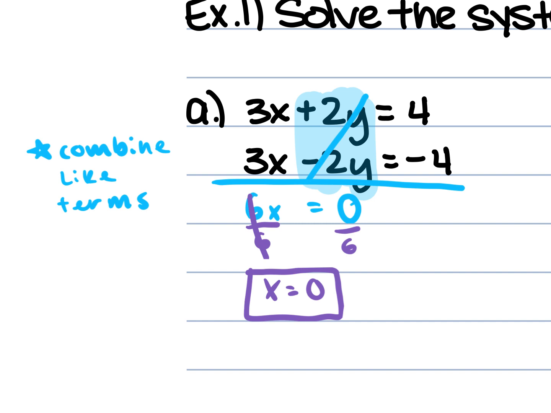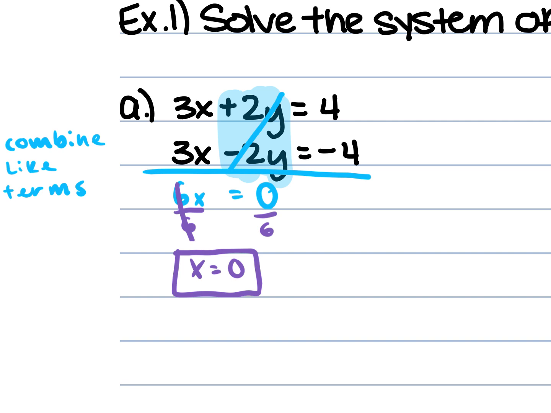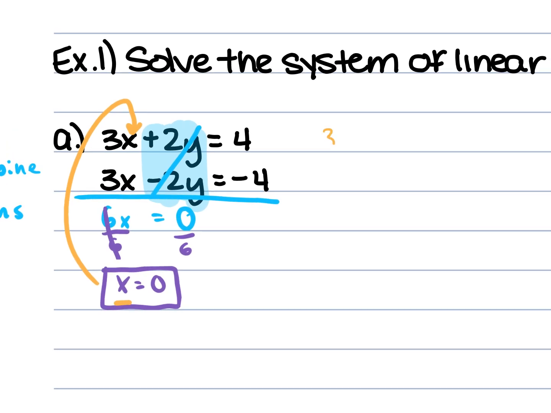Now, kind of throwing it back to what we did in December, how do you think I find the other solution? Plug in 0. Awesome. I plug in the 0. I'm going to plug that into one of my equations. Do I plug it into the x or the y? X, because x is equal to 0. Do you want to plug it into the first equation or the second? First equation. It doesn't matter, just as long as you plug it into the correct variable. So I have 3 times 0, because I'm plugging in 0 for x, plus 2y is equal to 4.